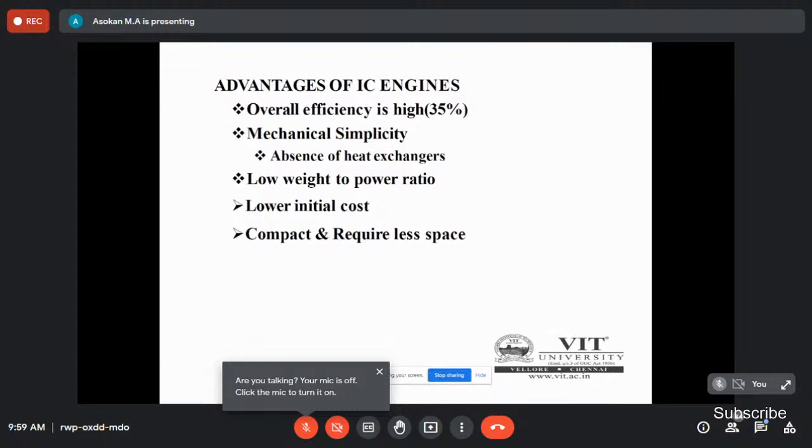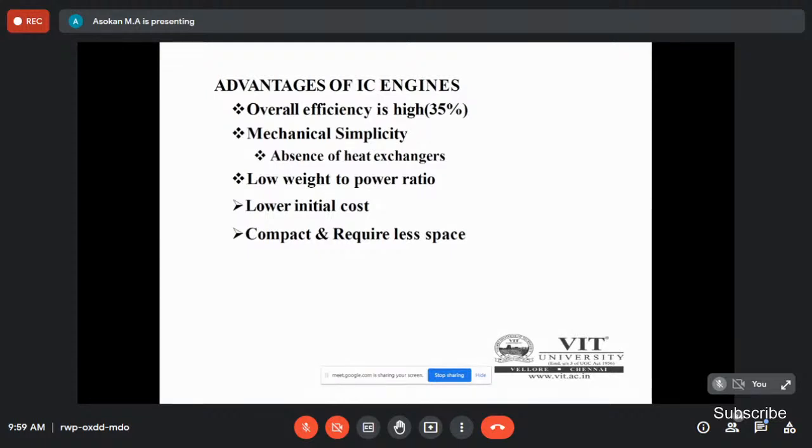Also there is mechanical simplicity: there are no heat exchangers. In the case of an external combustion engine, you need a heat exchanging device. But in the case of an IC engine, the combustion takes place inside the working cylinder, so there is no need for special heat exchangers. That's why it is called an internal combustion engine. In the external combustion engine, the combustion takes place outside of the working cylinder.